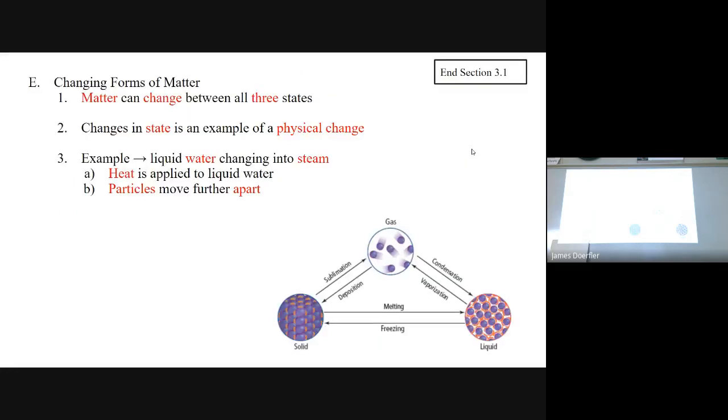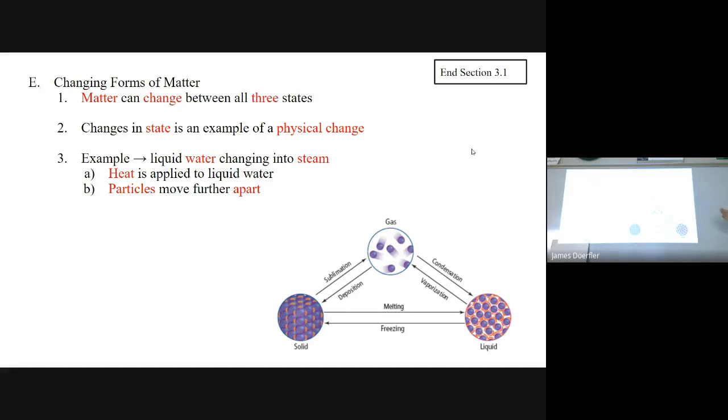And last but not least, we have the changing of matter. Matter can change between all three states. Water is a very good example. It could be frozen solid, it could be liquid water, it could be gaseous vapor. And this is a form of physical change. Changing state is not chemical change. A change in state is an example of physical change.